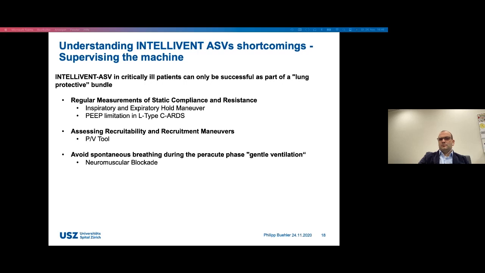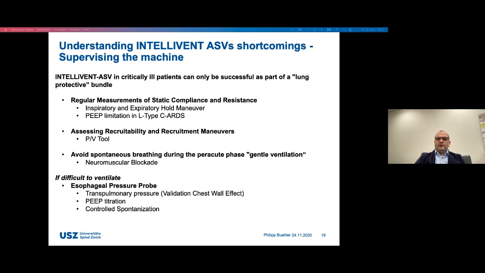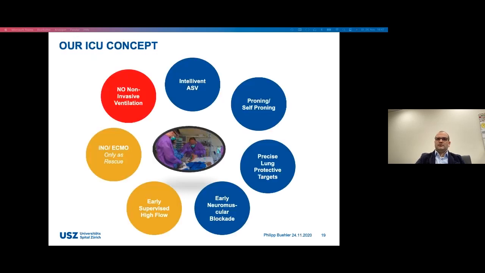Also, the ARDS network PEEP table overestimated the PEEP, especially in the L-type COVID-19 patient, and required a limitation. An evaluation of the recruitability and the implementation of recruitment maneuvers can significantly improve the conditions of the lungs. Increased inspiratory effort during spontaneous breathing in the peracute phase should be avoided. If in doubt, we performed the transpulmonary pressure measurement in Zürich to get a better overall impression and to better understand the difficult breathing situation.